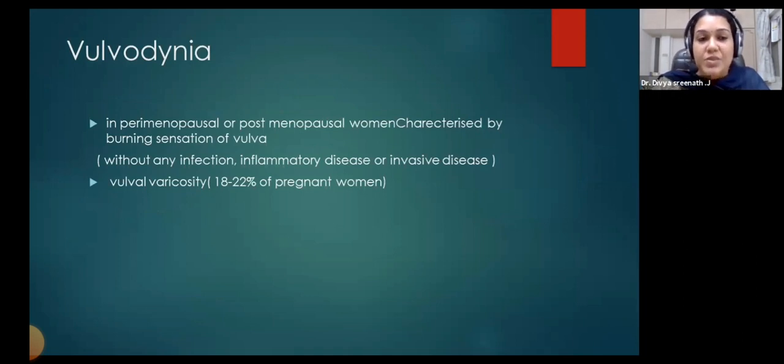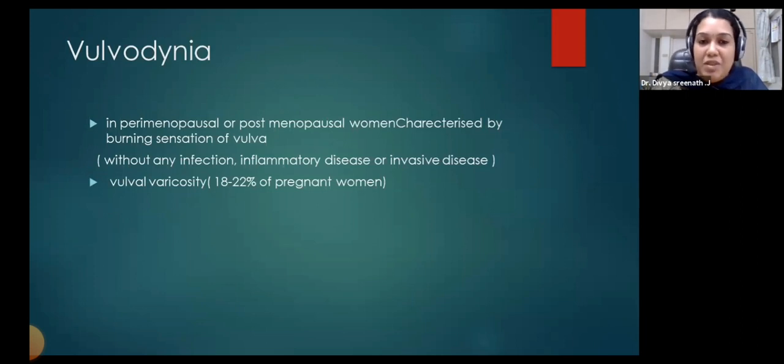Vulvodynia is another condition with pain in the vulval region. In some perimenopausal women, like in menopausal symptoms, they may come with severe burning type of pain in the vulval region. Also, in patients with vulval varicosity, like we know of varicosity on the legs, there is a possibility of varicosity around the vulval region, especially in pregnant ladies.